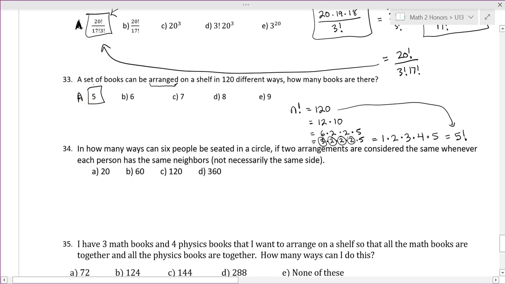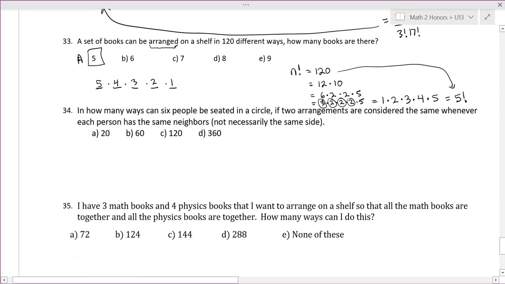If you want to check this, you can think, okay, if I have 5 books, how many different ways can I arrange them? Well, I have 5 options for the first spot, 4 options for the second, 3 options for the third, 2 options for the fourth, and 1 option for the last. And that gives you your 5 factorial, gives you 120. It works out.